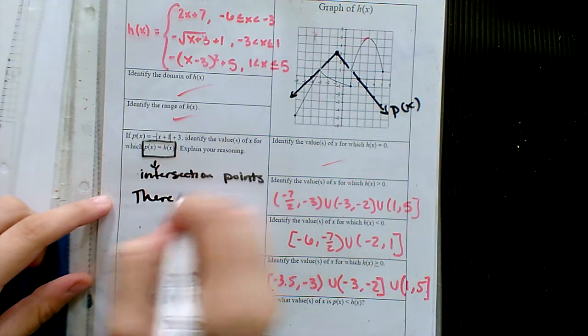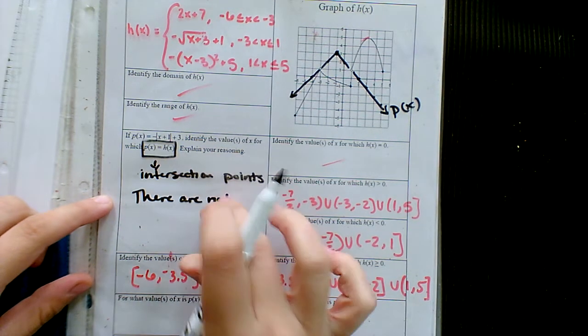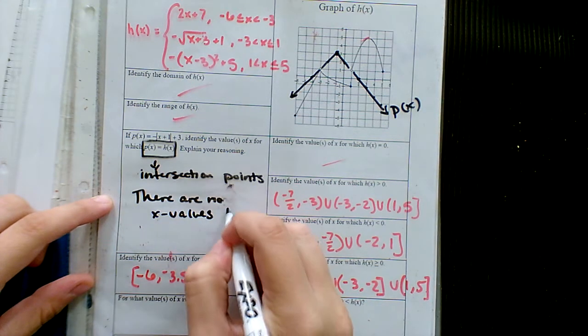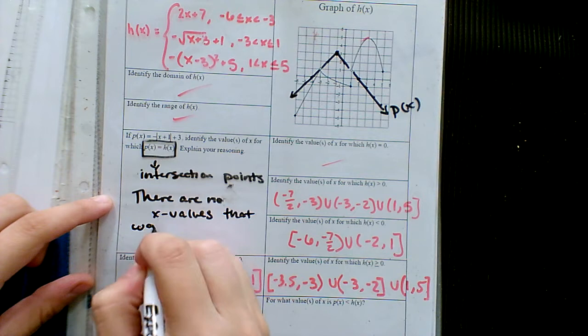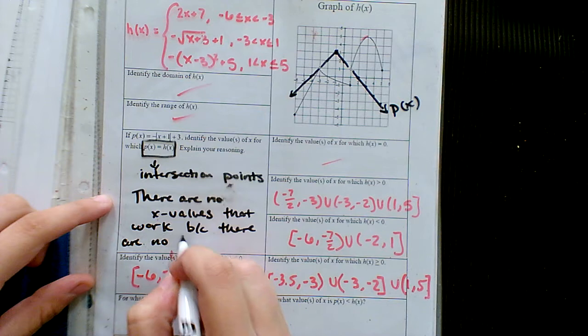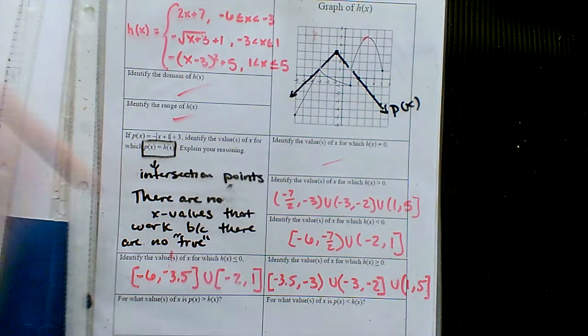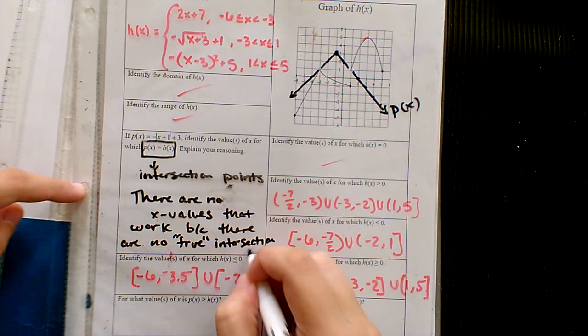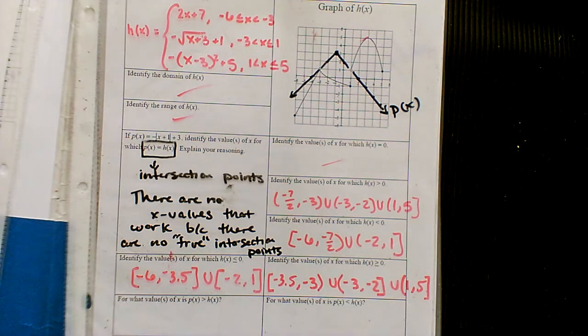So we'll say there are no x values that work because there are no true intersection points. It looks like there would be some, but since they are open circles, we cannot include them. Does that make sense? Kind of a thinker.